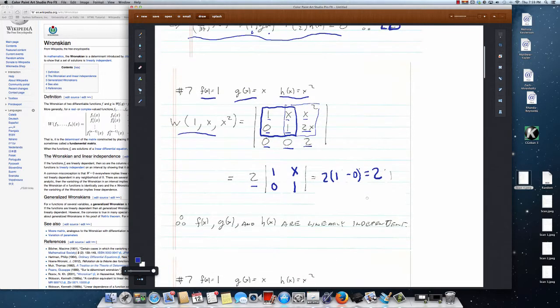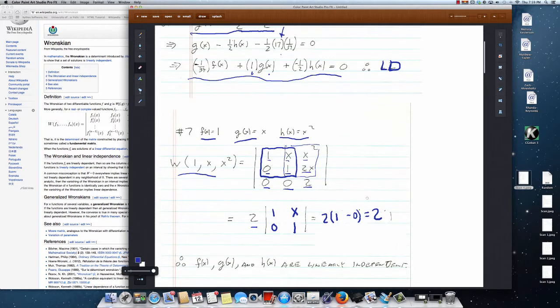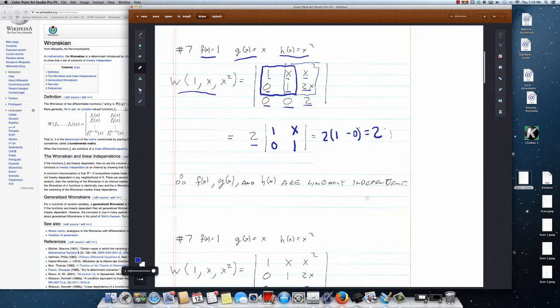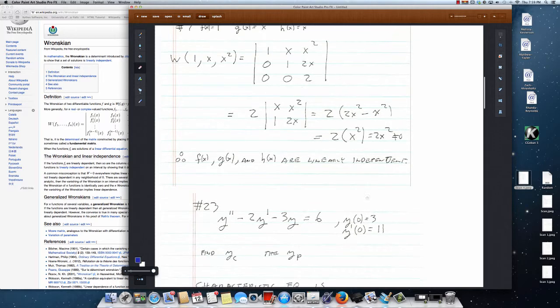Okay, so we'll be needing the ability to determine the linear independence of functions in the future. Here's another. It looks like the same example. Okay, I must have pasted it twice. Okay, here's another question.